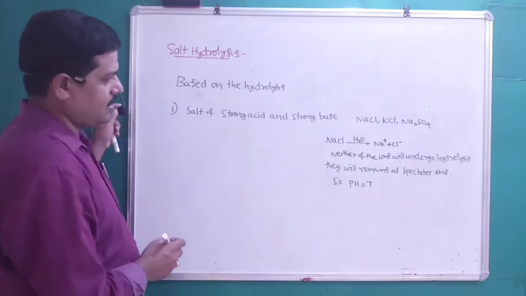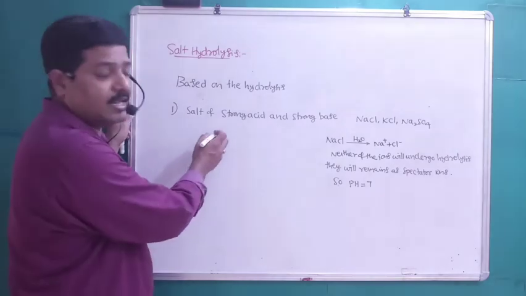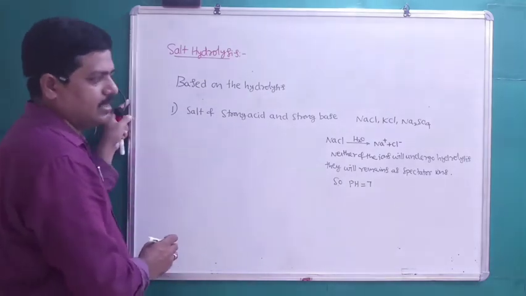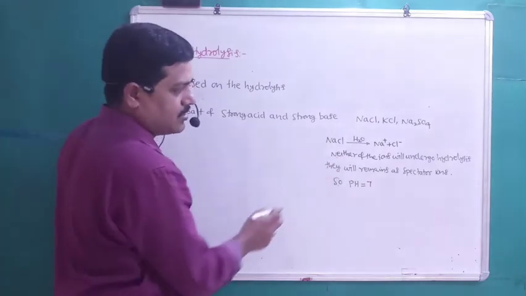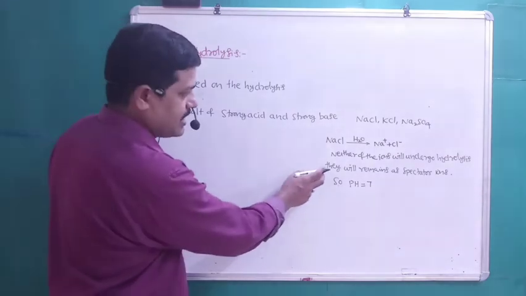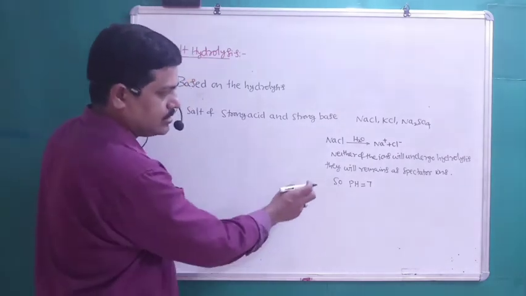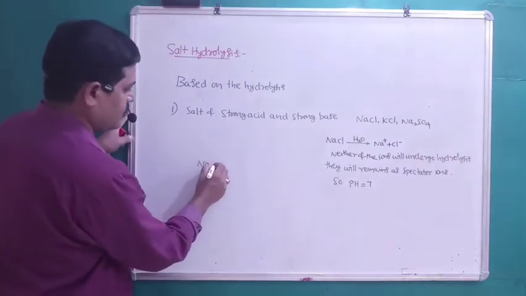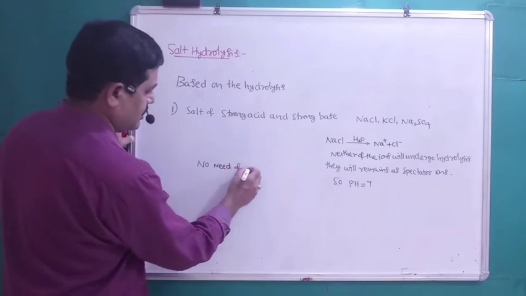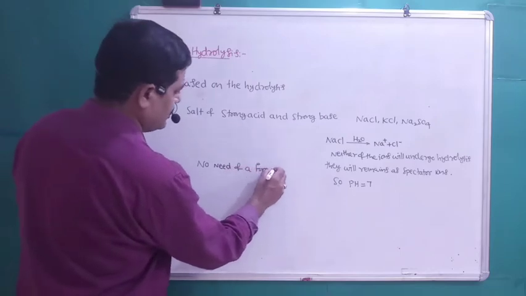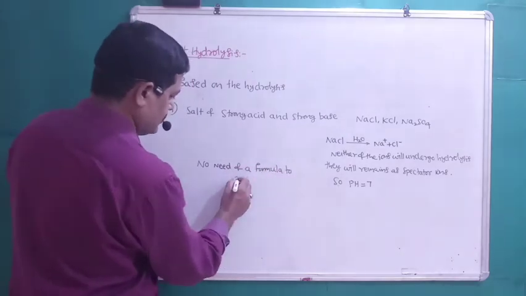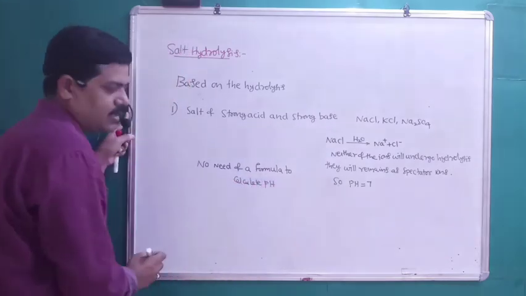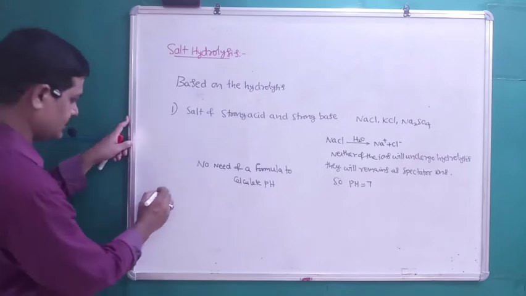When we take a salt formed by neutralization reaction of a strong acid and a strong base, neither of the ions will undergo hydrolysis. They will remain as spectator ions. So the pH is equal to 7. No need of a formula to calculate the pH.